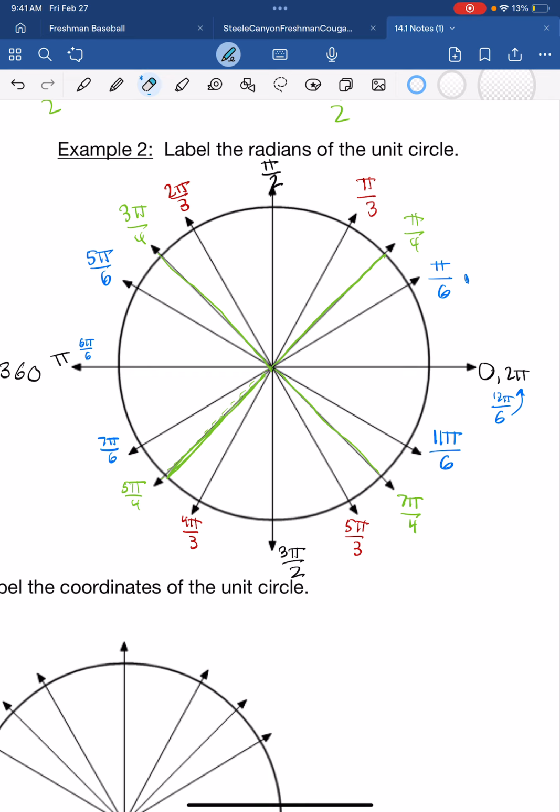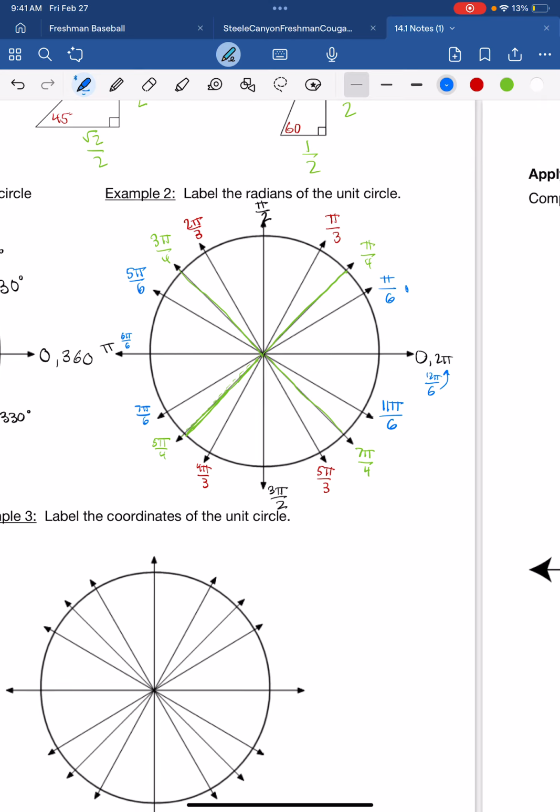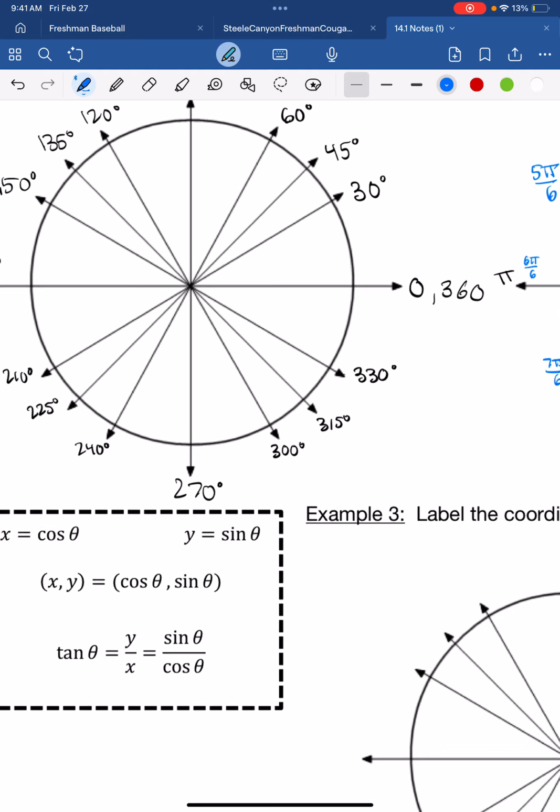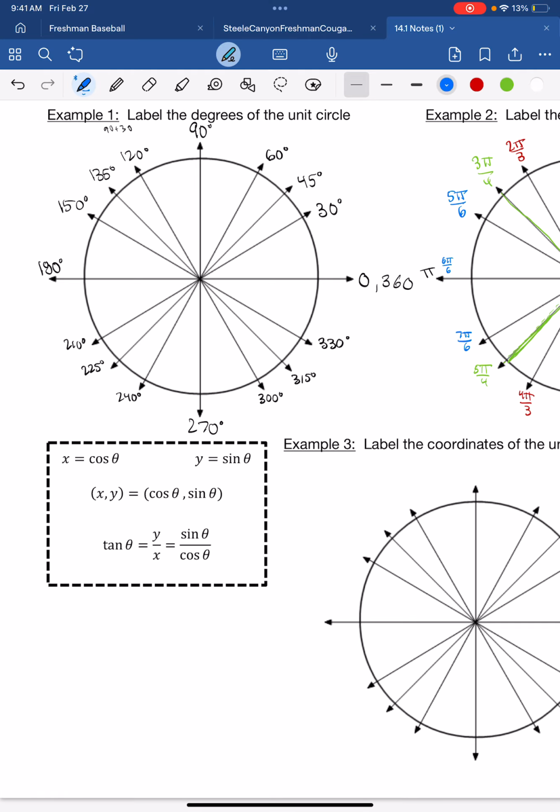All right, so your homework tonight will just be filling out this entire unit circle using degrees and radians. Hopefully that won't be too bad for you, okay? Now, the last thing that we're going to do here is labeling the coordinate points.